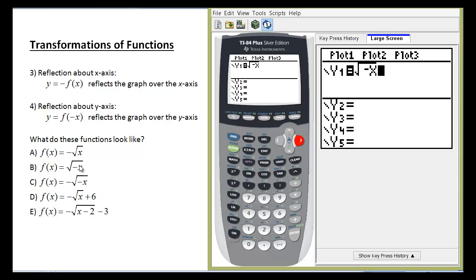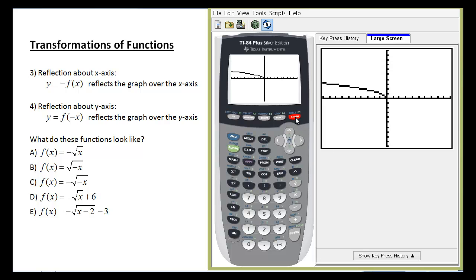So plugging negative x values into this function here, which I've got as b, will actually give me a positive value inside of the square root. That's why if you hit the graph button, you'll see that this is a reflection over the y-axis.